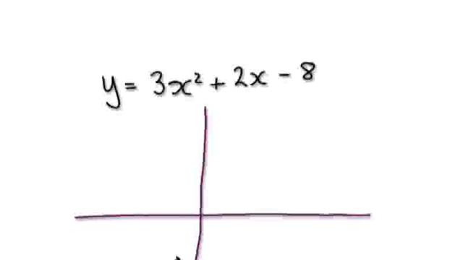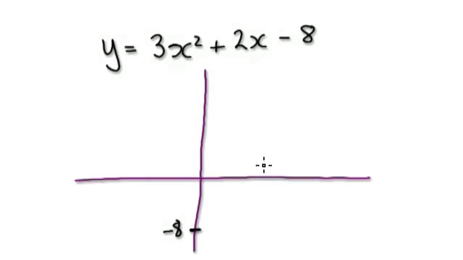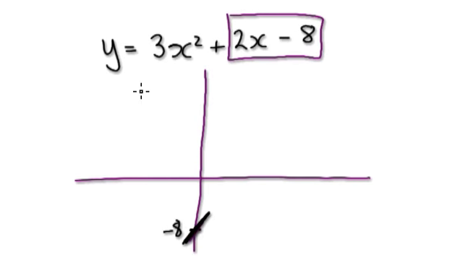Okay, let's say you've been given this quadratic here: 3x squared plus 2x minus 8. Let's just sketch it roughly. When x is small, it wants to do this straight line here. So it's minus 8 and then a gradient of 2. So it has a steepness of 2 here. Roughly speaking, it's like that.